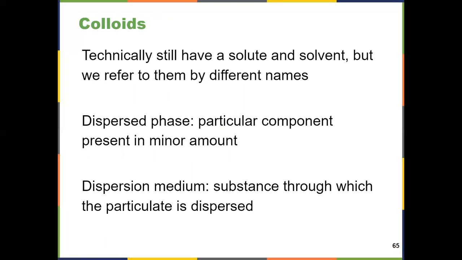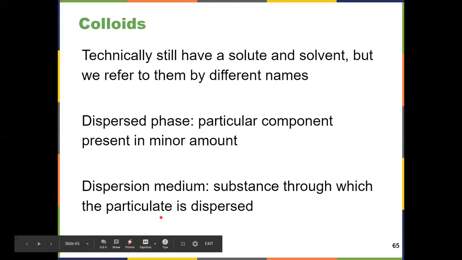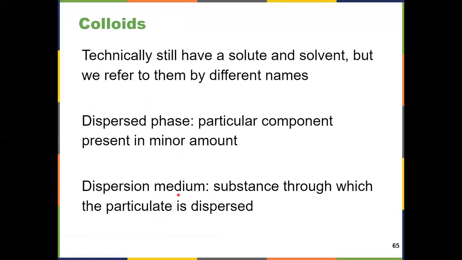That would be pretty nasty to get into the fridge and get that. So colloids do still have a solute and a solvent, but we refer to them by different names. Rather than a solute, we call it the dispersed phase, the particular component that's present in a minor amount. And rather than a solvent, when it's a colloid, we have a dispersion medium, the substance through which the particulate is dispersed. Dispersed phase and dispersion medium for a colloid.